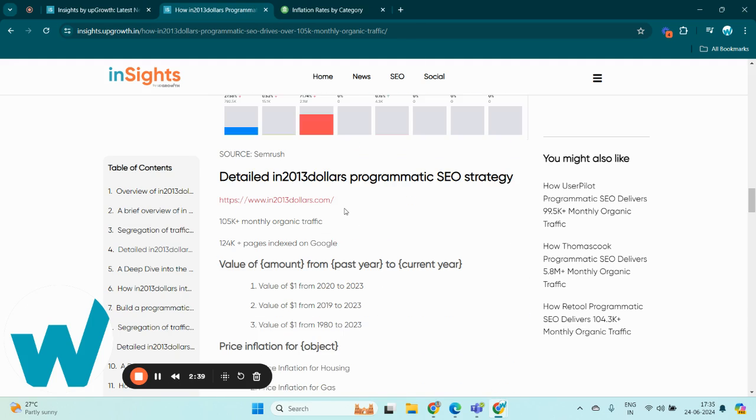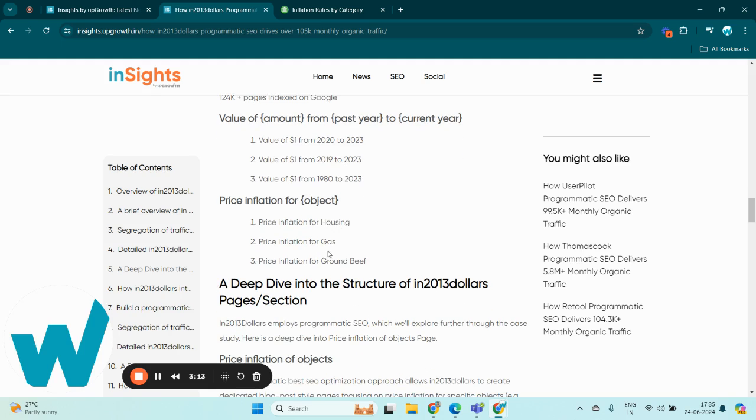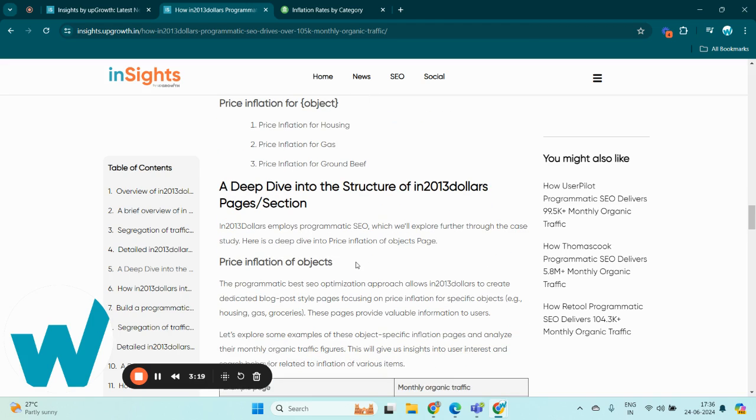Now here is a detailed overview on its PSEO strategy. In2013Dollars drives around 105K plus monthly organic traffic from over 124K pages indexed on Google. Their strategy involves creating detailed pages for various inflation queries like the value of specific amounts over time. For example, value of $1 from 2020 to 2023 and from 1980 to 2023 and so on. Similarly, they have price inflation pages for different objects like price inflation for housing, price inflation for gas, and so on. Now let's deep dive into the structure of these programmatically generated pages.